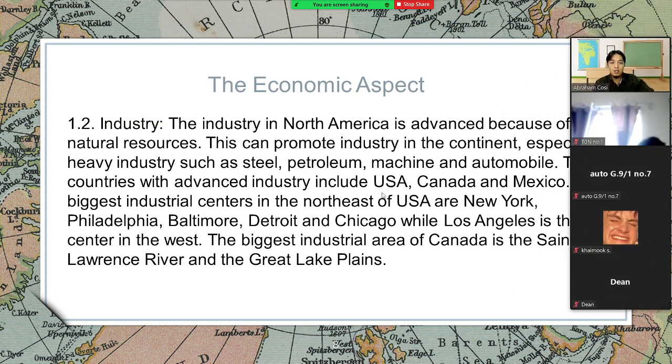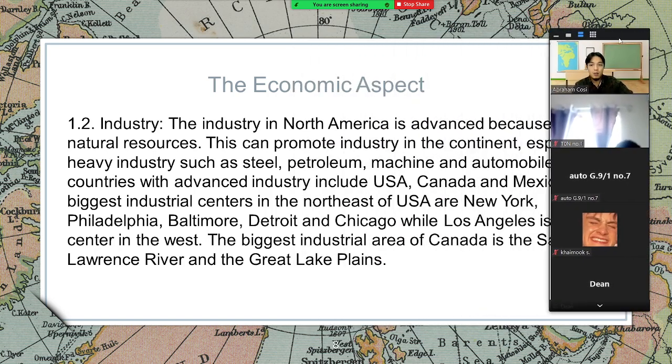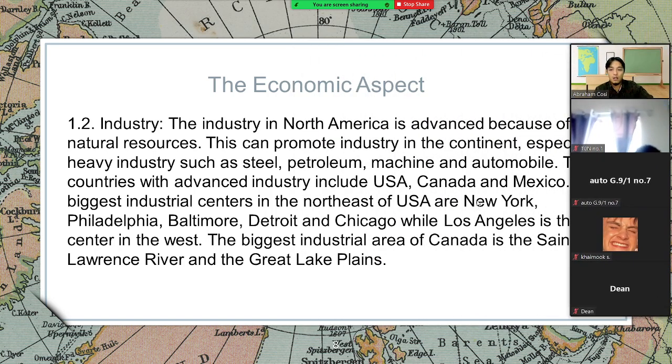These are the countries with the most advanced industrial development: USA, Canada, and Mexico. For the northeast of the USA, we have cities like New York, Philadelphia, Baltimore, and Detroit.